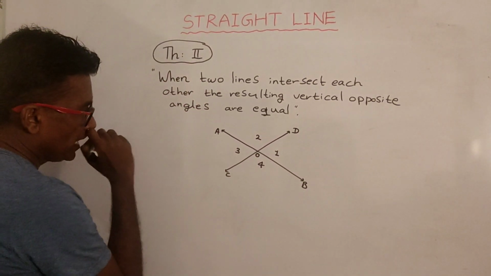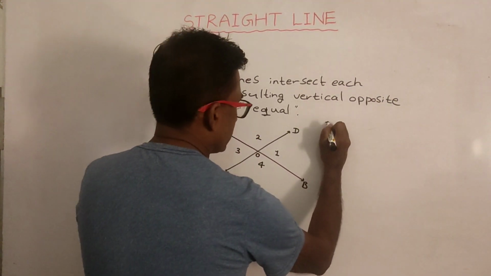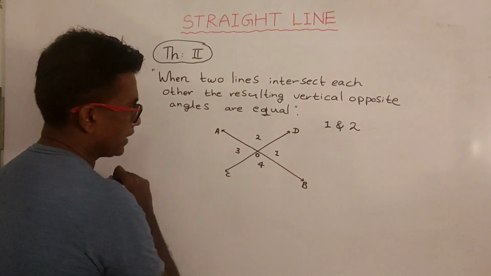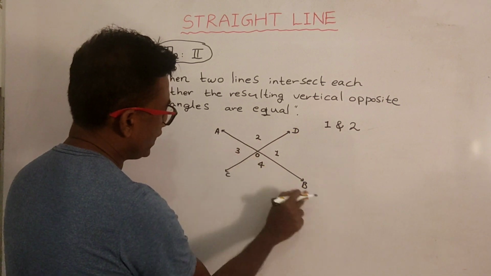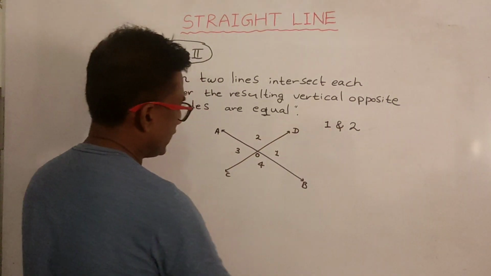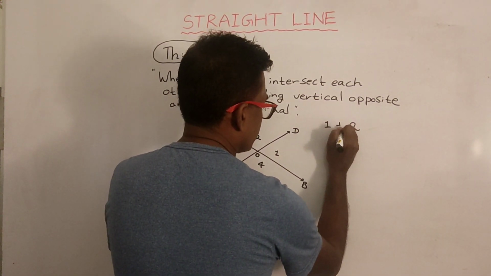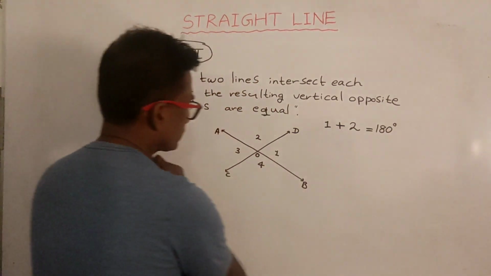Okay, angle 1 and 2, they are adjacent angles. Why? O is an internal point of AB and DO meets AB. Okay, so 1 and 2 are adjacent angles. From the first theorem, the sum of 1 and 2 is 180 degrees.